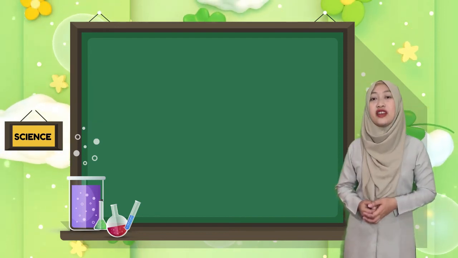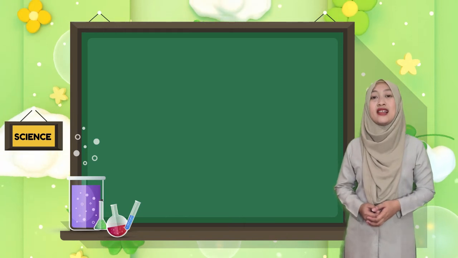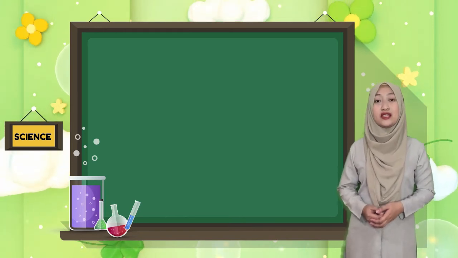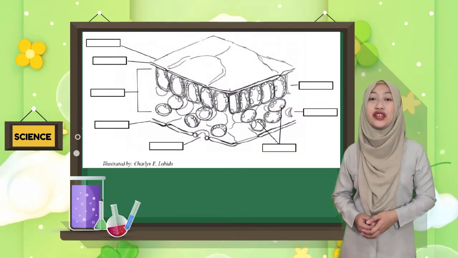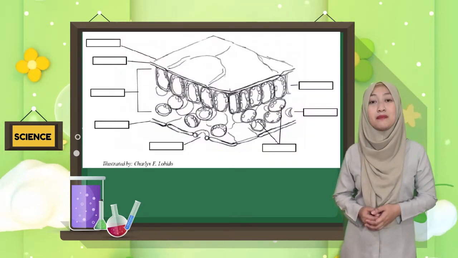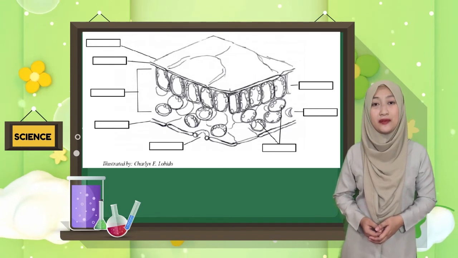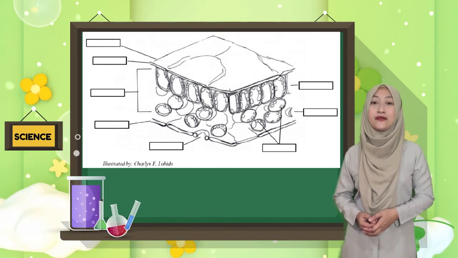To get a better understanding of the process, let us get a closer look at the leaves since this is where the process takes place. Try to answer this activity by filling up the blank spaces to identify the different parts of the leaves.